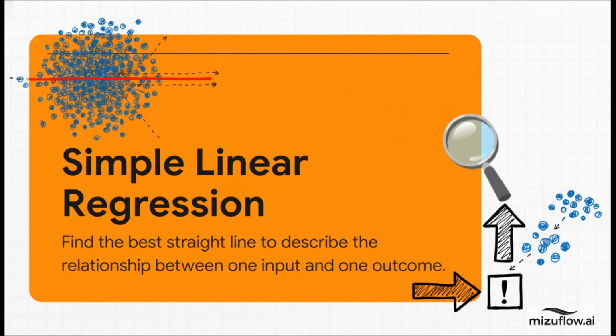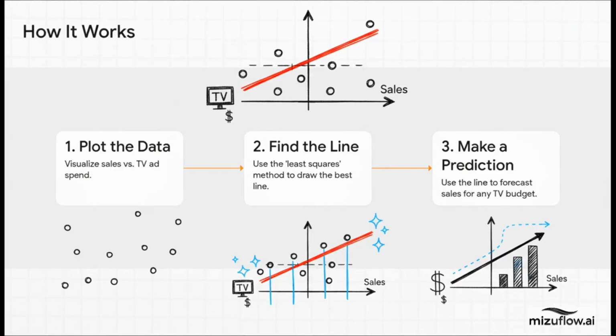It's a surprisingly elegant way to map the relationship between one single input and whatever it is we're trying to predict. Okay, so how does this magic actually happen? It's really a three-step dance. First, you just plot the data. Put your TV ad budget on one axis and your sales on the other. Second, and this is the cool part, you use a method called least squares to draw the best possible line. Basically, the math finds the one line that minimizes the total gap between itself and every single one of those data points. And third, once you have that line, you can make predictions. Just pick a spot on your TV budget, follow it up to the line, and bam, there's your sales forecast.